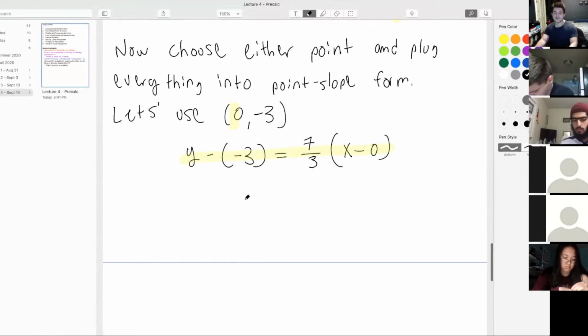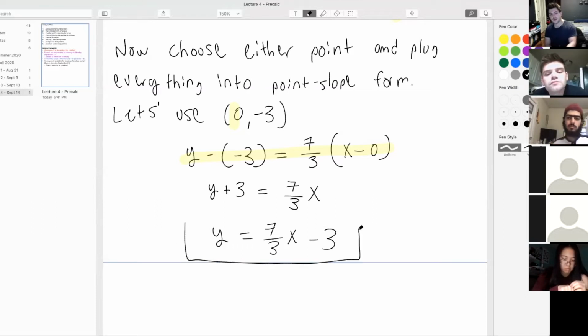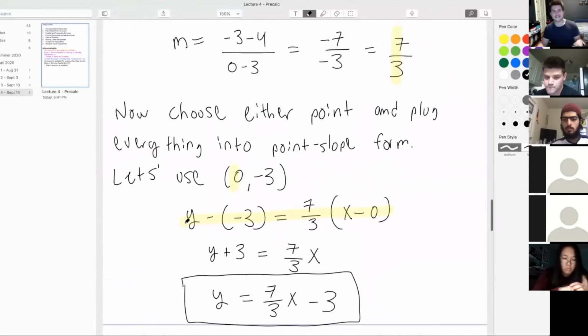All right, and now let's just put this into y equals mx plus b form. So the left side will become y plus 3 because of the double negative, and the right side is just 7/3 x. And now just subtract 3 from both sides. So y is equal to 7/3 x minus 3. Alrighty. So it was the same thing as before. We just had this extra step of calculating the slope. That was the only difference here.